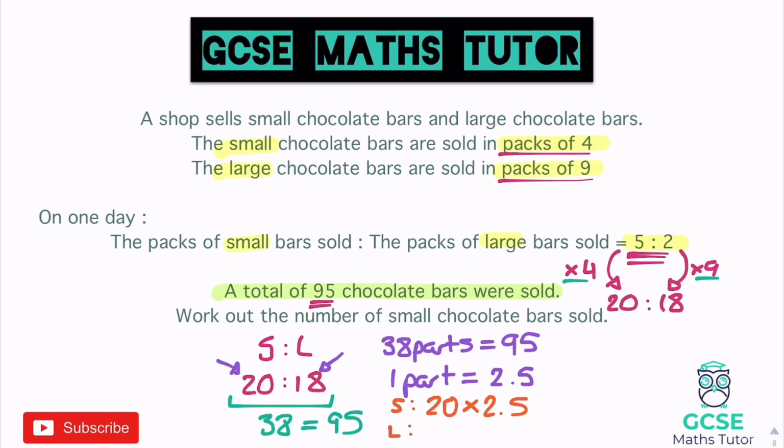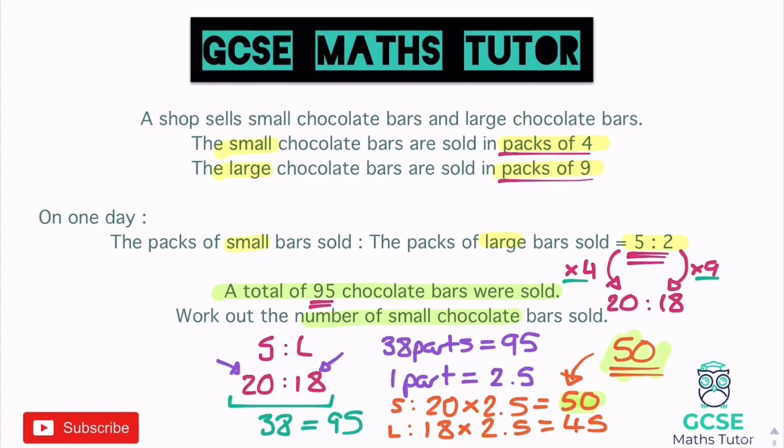So 20 times 2.5 gives us 50. There we go, so it's gone back into a nice whole number. And also for the other one, we've got 18 times 2.5. There we go, and 18 times 2.5 gives us 45. As you can see, they both add up to 95, don't they? And they're nice whole numbers now. Now the question obviously didn't ask us to work them both out. It said work out the number of small chocolate bars. So our number of small chocolate bars is right there, 50. So our final answer is 50.